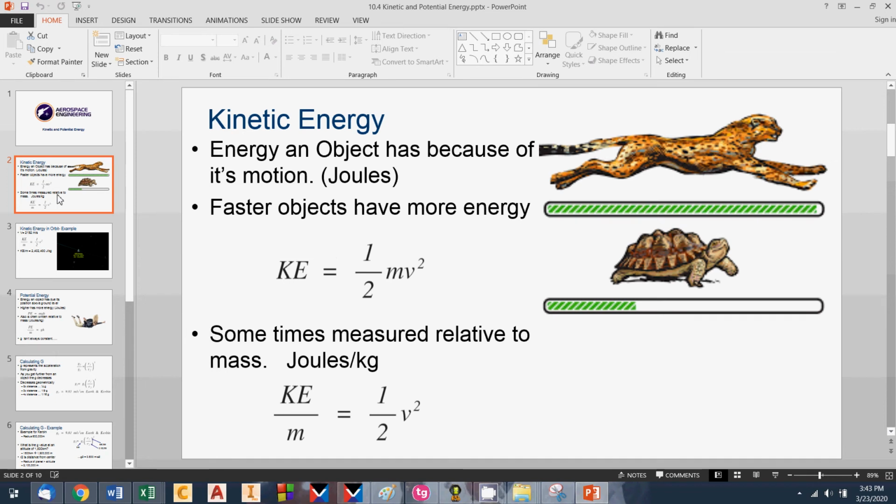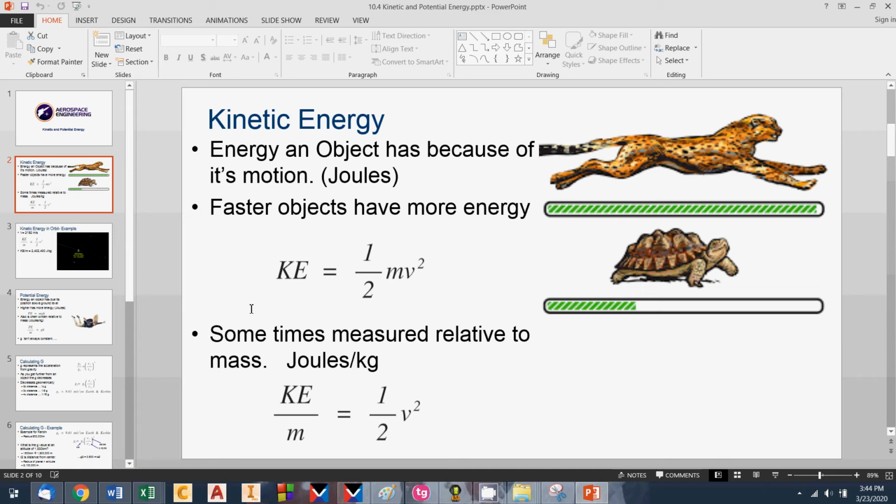Kinetic energy is the energy an object has because of its motion. Now, like all the other forms of energy, we're going to measure this in joules. The faster an object's going, the more kinetic energy it has. So an object that's stationary, in theory, has zero kinetic energy. As it goes faster, it has more and more kinetic energy. And you'll notice that kinetic energy actually is relative to velocity squared. And our equation here is 1/2 mass of the object times velocity squared gives us kinetic energy.